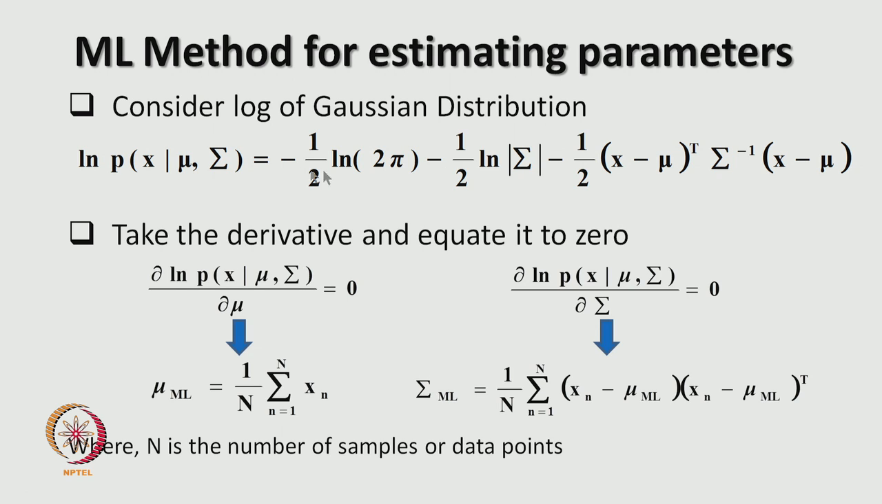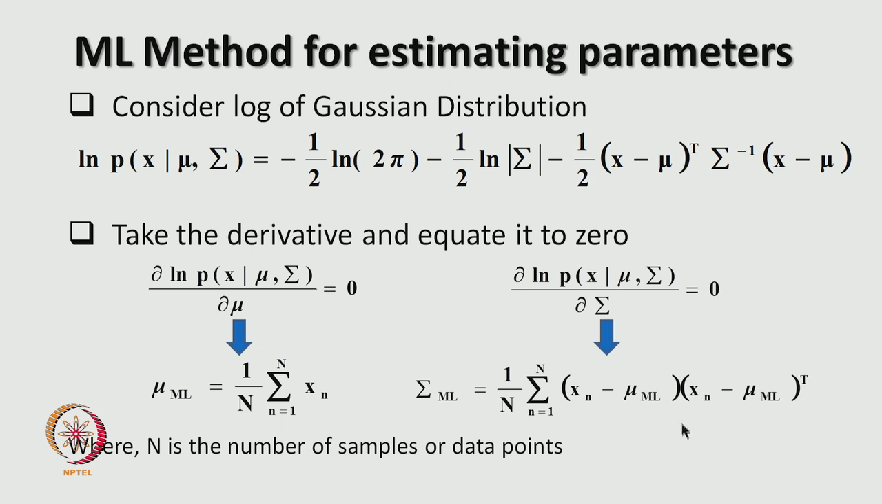We need to take the derivative of this because we need to maximize it. So, take the derivative with respect to the mean and the covariance term, because these are the two parameters you need to estimate for that function. This will give you an expression to estimate the mean. The mean estimated by the maximum likelihood or ML method, where n is the number of sample points, is given by this, which is a trivial expression. And the covariance matrix is given by the overall scatter matrix, as given here.